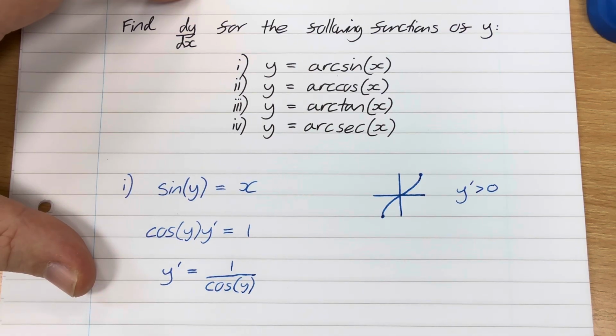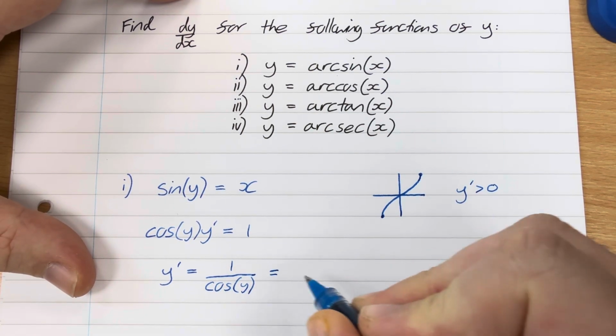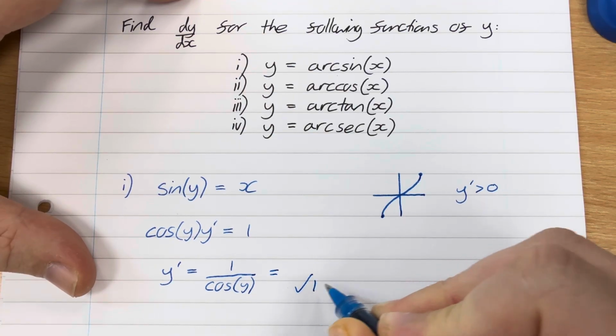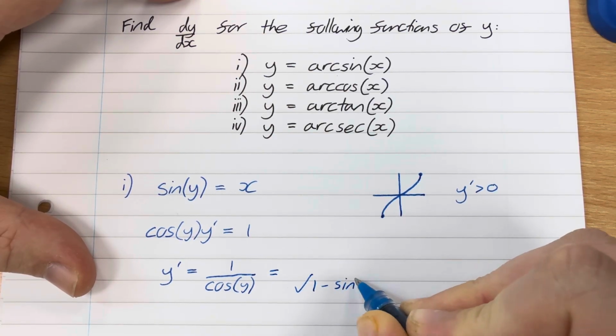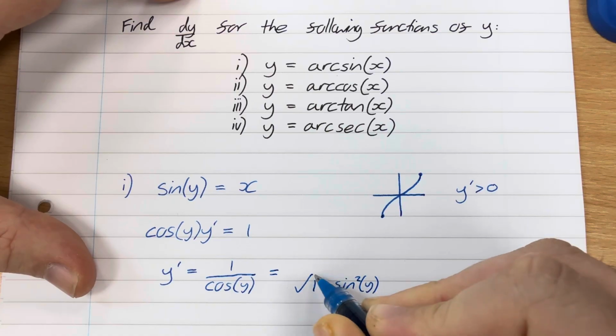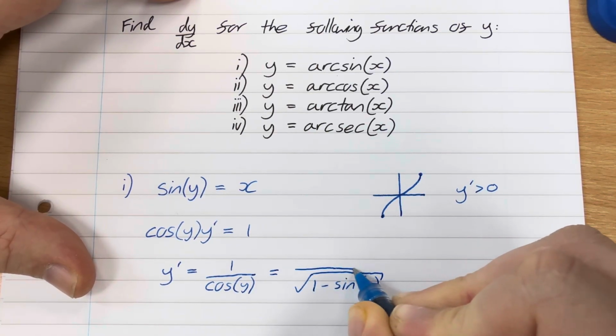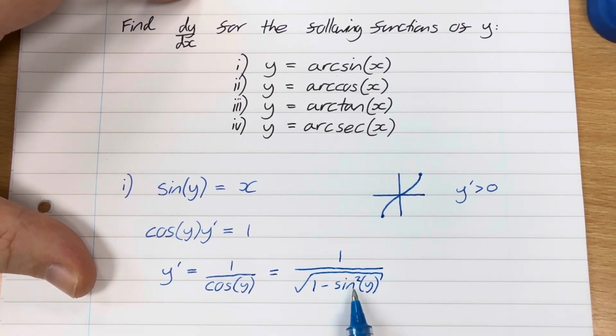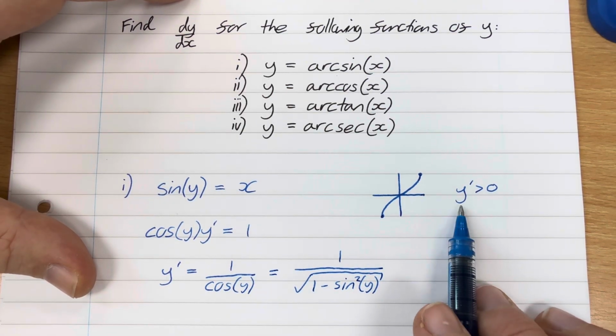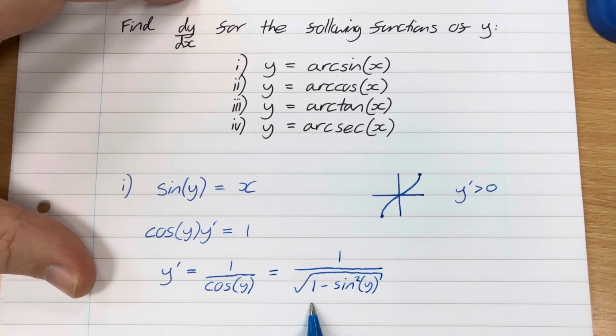So I'm going to employ a trigonometric identity to replace the cos with a sine. And that's going to be equal to 1 over the square root of 1 minus sine squared y. So that is the cosine. And I'm taking the positive square root because y prime is positive. Okay, so this is where this comes in. I'll take the positive square root of that trig identity because I want the derivative to be positive everywhere.